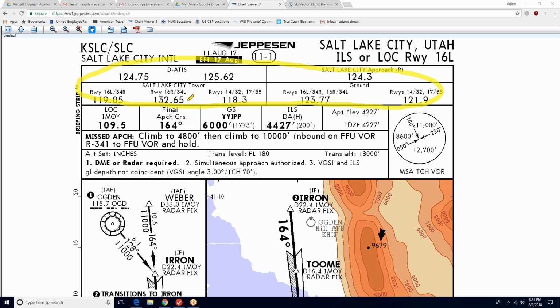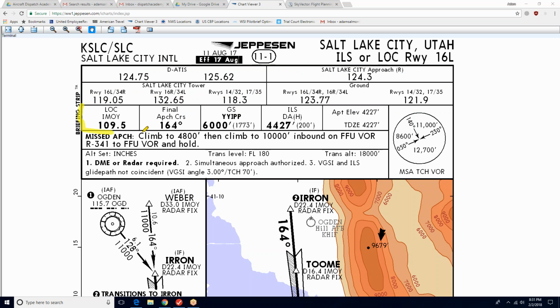You could jump in here and you could say, oh, hey, it's for runway 16 right and 34 left, it's 132.65 or 119.05 for this runway or 118.3 for these runways. So anyway, those are just frequencies.